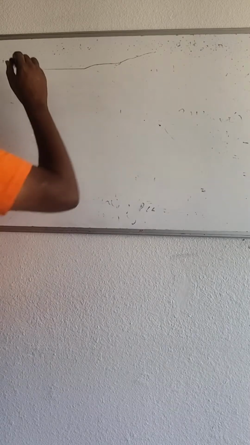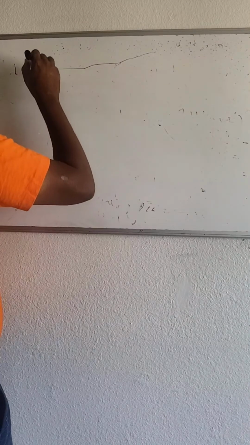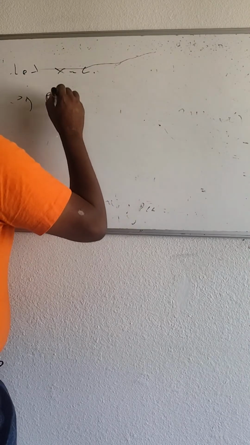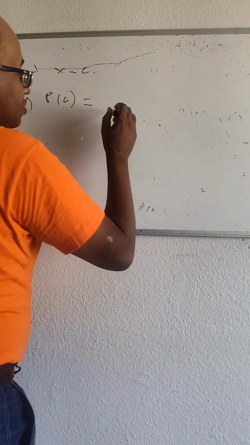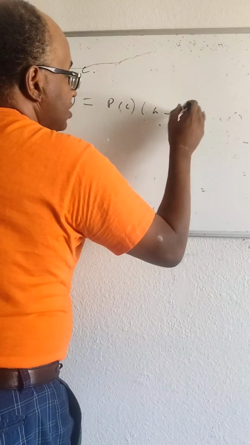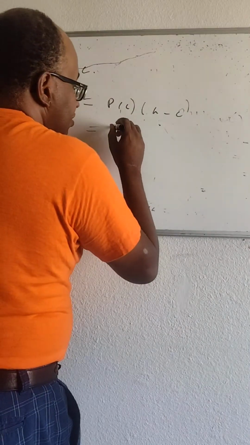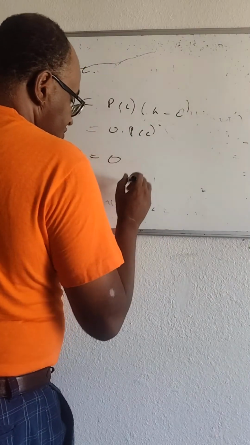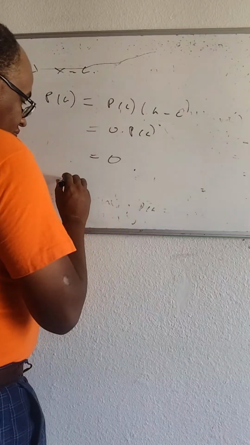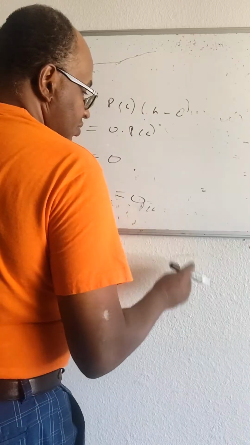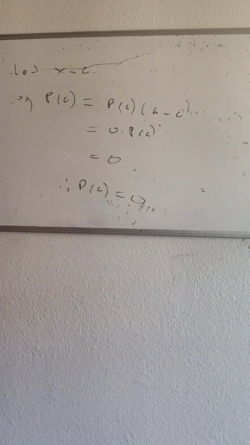Okay, so here we go, guys. We're going to let x equal a. So P of a is going to equal P of a times a minus a. So 0 times P of a equals 0. So hence P of a is a 0. Okay? P of a is a 0.